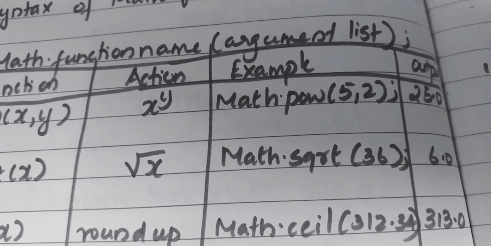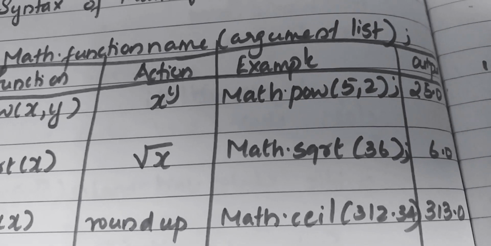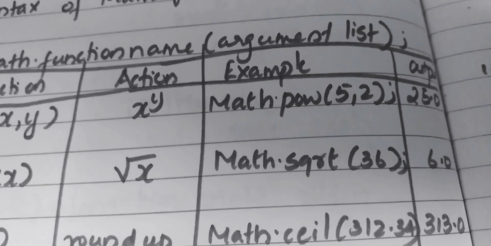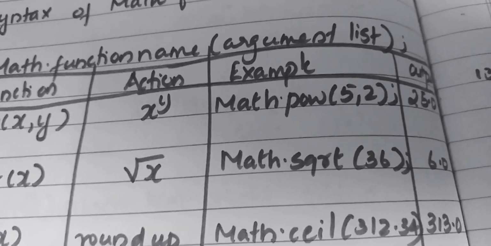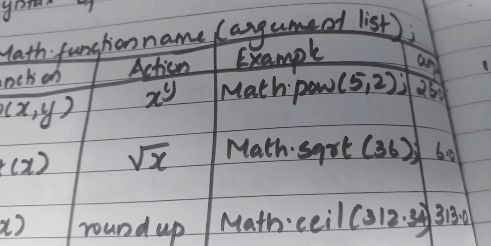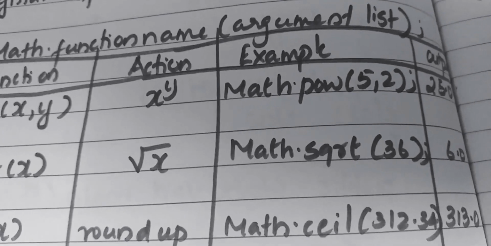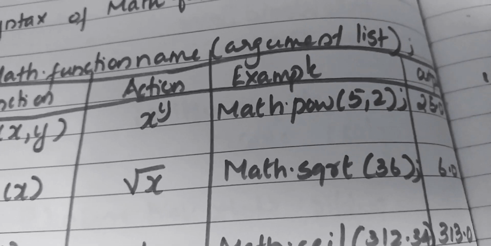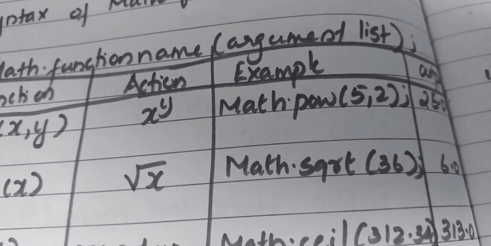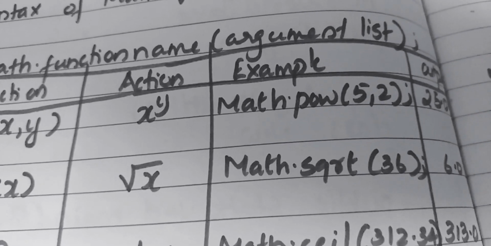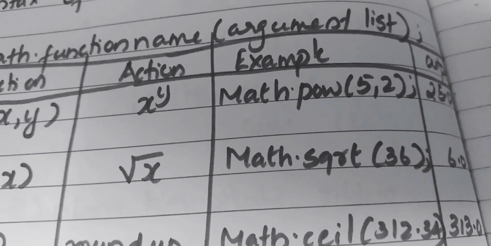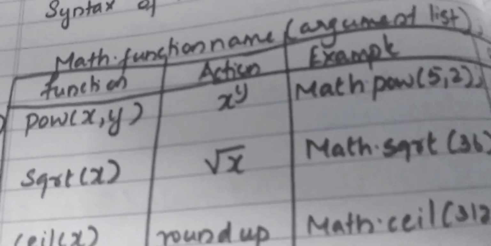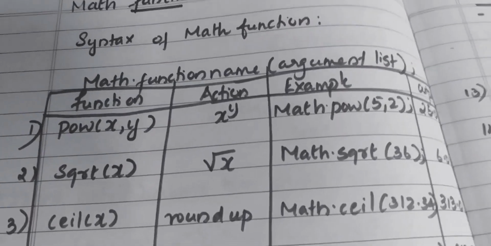Clear? So what is the power of Math.pow of 6 comma 2? What is the meaning? 6 comma 2, power of the number 6. That is 6 is multiplied 2 times, isn't it? That is, 6 comma 2 means 6 into 6. So what is the result? 36 is the number, but you have to write 36.0. So this is about the power function. The power function is used to find the power of a number.